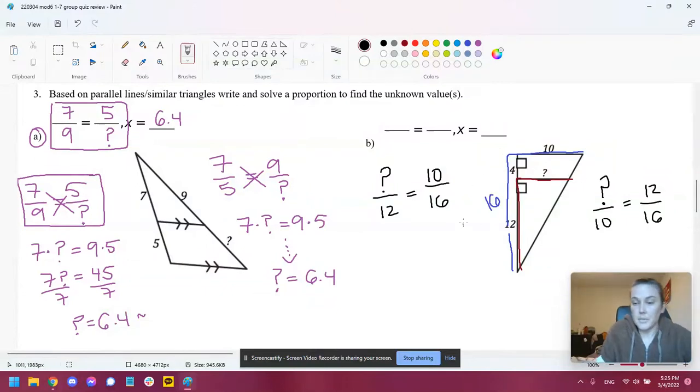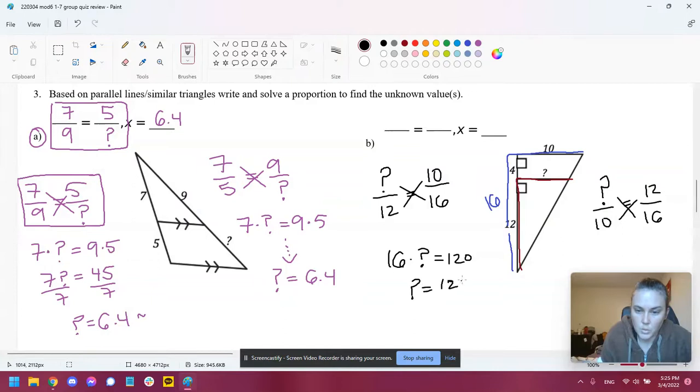Great. Both of these will give you the same thing when we cross multiply, which is 16 times question mark equals 120, because it's 12 times 10 over here and 12 times 10 over here. So then this is just 120 divided by 16, which is a number. Let's see what that number is. 7.5.